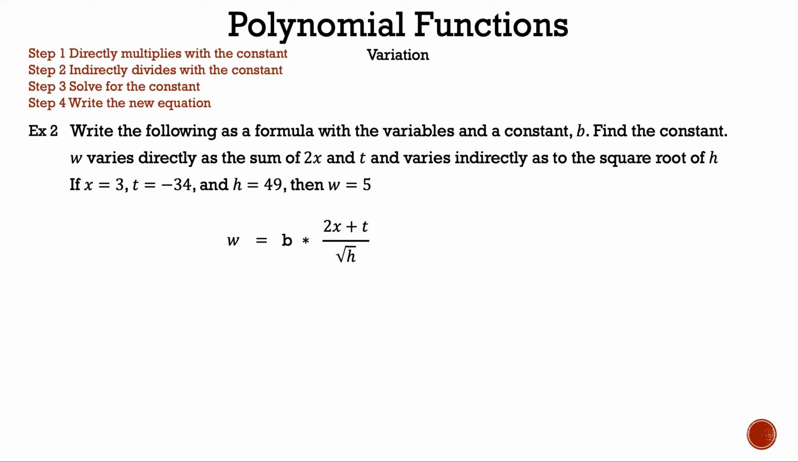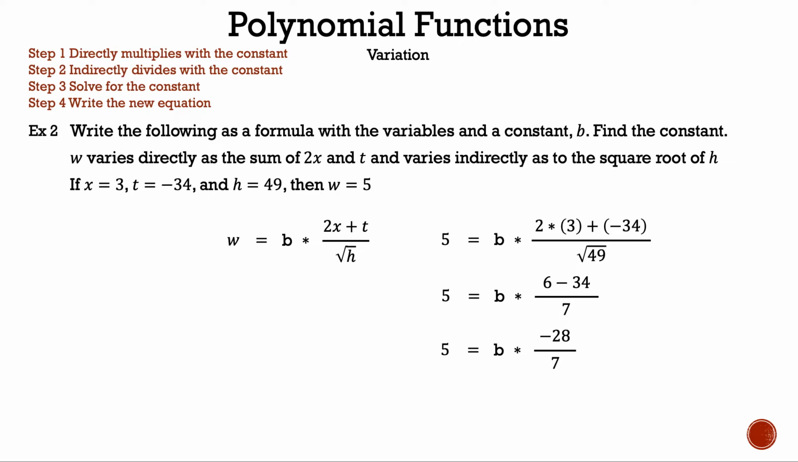Now that we set up the equation with variables, let's find the constant. So let's substitute 3 for each x, negative 34 for each t, 49 for each h, and 5 for each w. So now we have 5 is equal to b times 2 times 3 plus negative 34 all over the square root of 49. Let's multiply. 2 times 3 is 6, and the square root of 49 is 7. So now we have 5 is equal to b times 6 minus 34 all over 7.